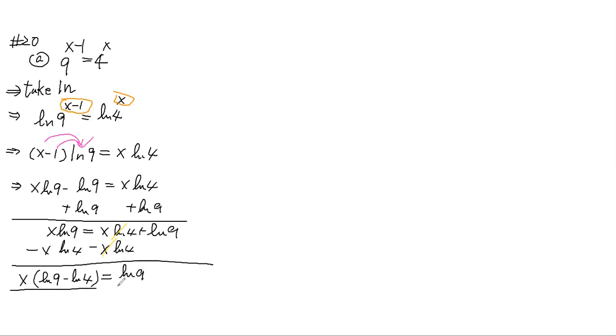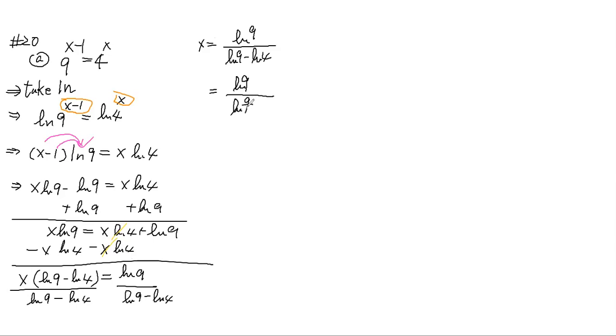Then you divide, just like we solve in algebra. So natural log 9 minus natural log 4, divided by natural log 9 minus natural log 4. So I will have x is equal to the natural log 9 over natural log 9 minus natural log 4. If you want to simplify a little bit, you can do it. Natural log 9 minus natural log 4 is just natural log of 9 over 4, right? So that's what will be your final answer.